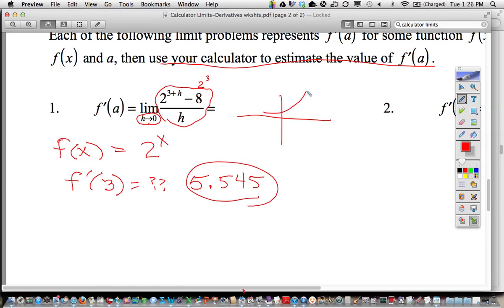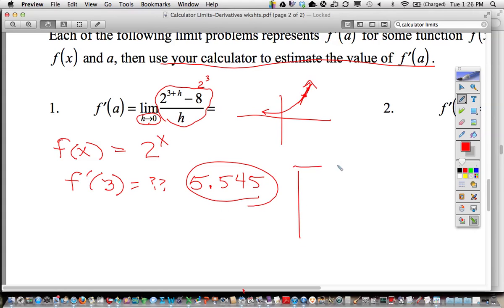What's 2 to the x look like? Before you have a chance to disappoint me, I'll just tell you. 2 to the x isn't like e to the x, right? It's like e to the x. And at 3, doesn't it make sense to be fairly steep, probably? So 5.545, that seems reasonable.